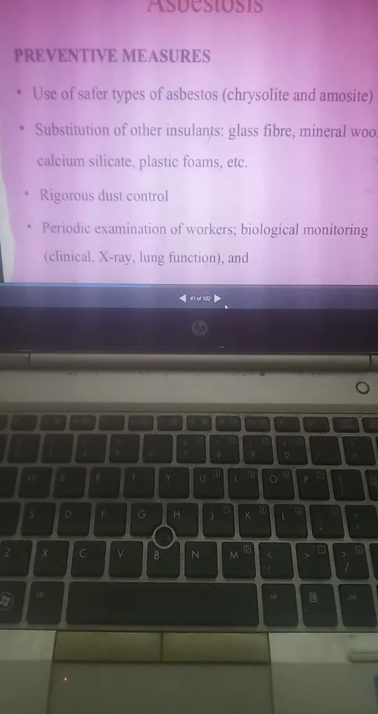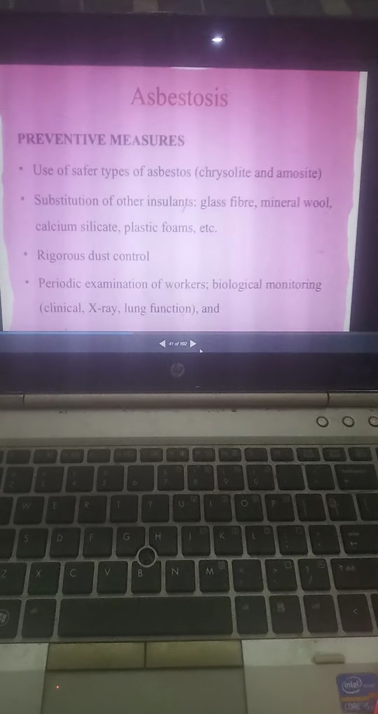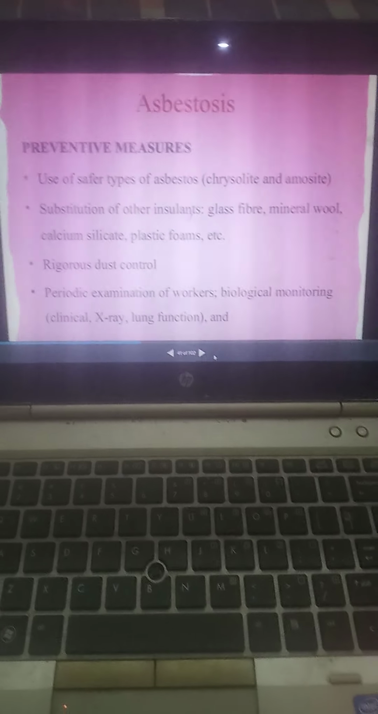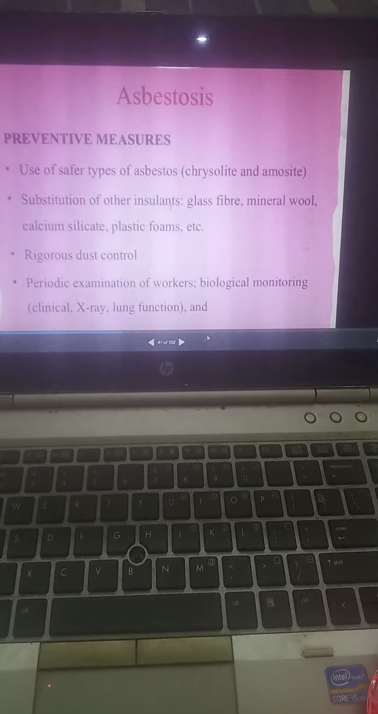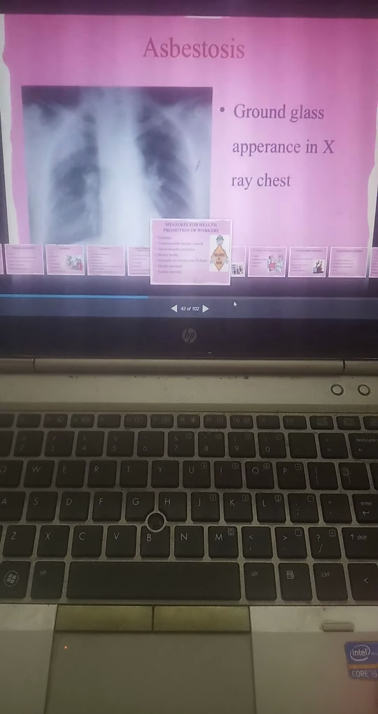Students, we will commence with our second lecture of occupational health. We will finish pneumoconiosis and we will proceed with lead poisoning and other important aspects of occupational health. Now, students, the hallmark of the prevention of pneumoconiosis is dust control.